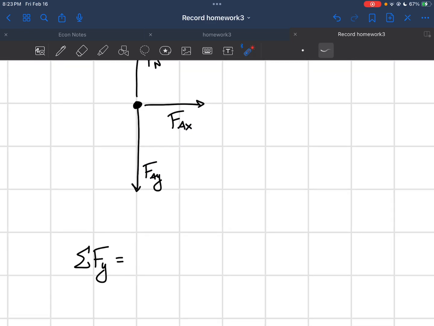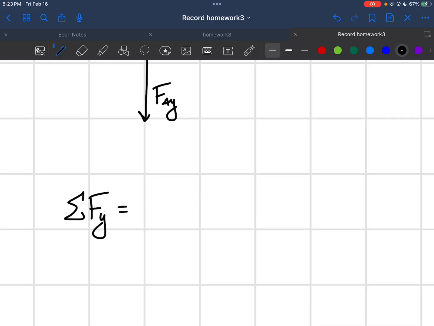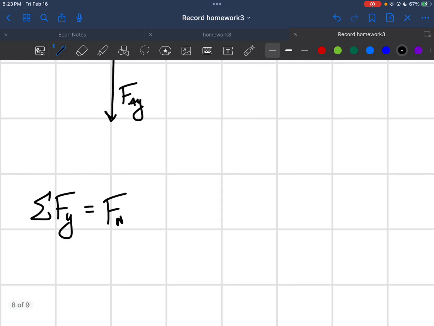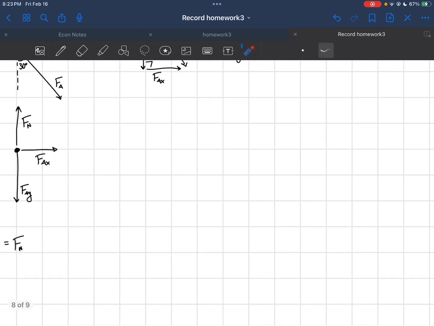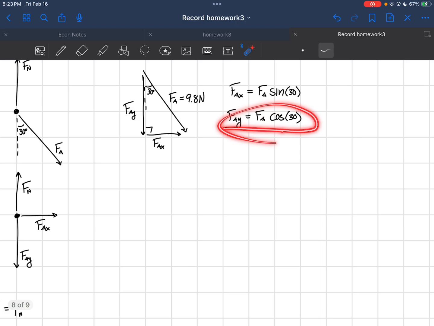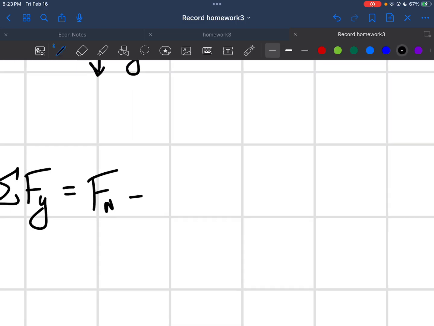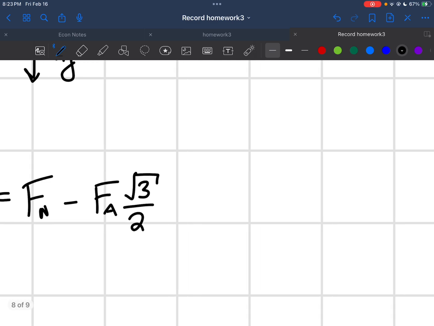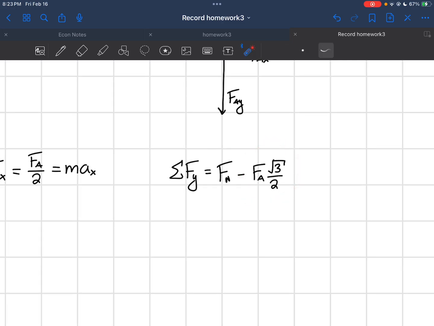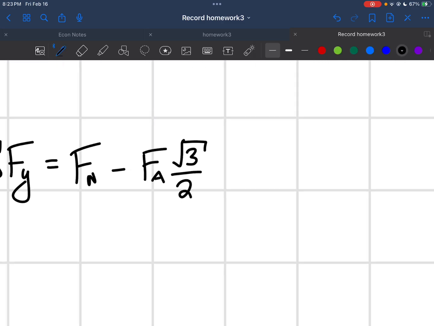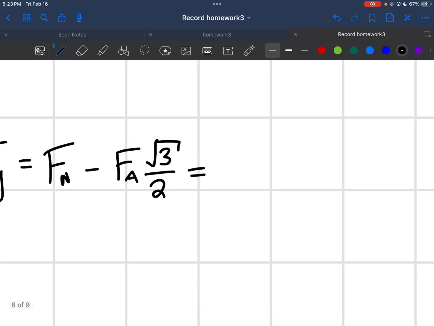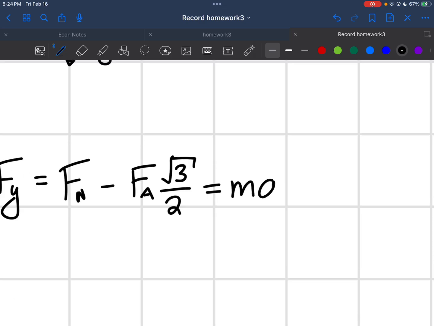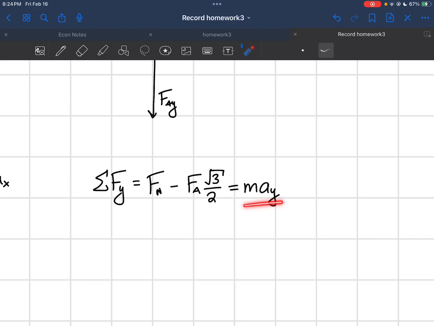Then I'll have my sum of my forces in the y. And that will be, well, my normal force in the positive direction. So I'm saying up is positive. And my FAY in the negative direction. My FAY is just FA times cosine of 30. So that's going to be in the negative direction, FA, and then cosine of 30 is root 3 over 2. I just like to keep things in terms of radicals and fractions. It makes more sense to me, but if you want to punch that into a calculator, you are more than welcome to. But again, my sum of my forces in my y direction will be MAY.